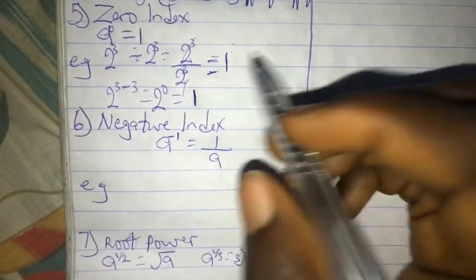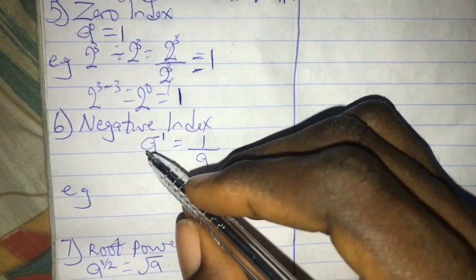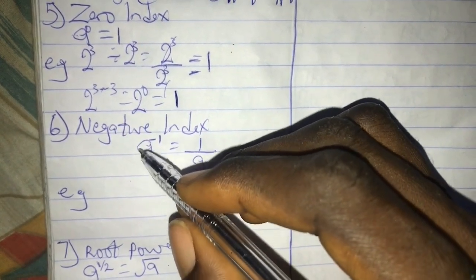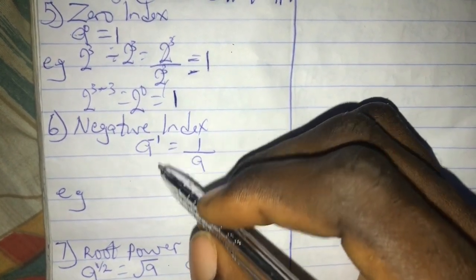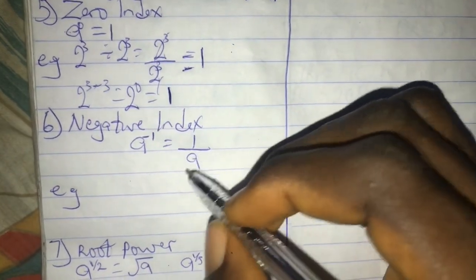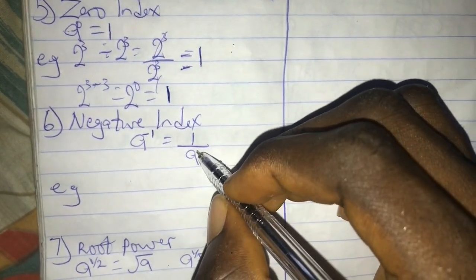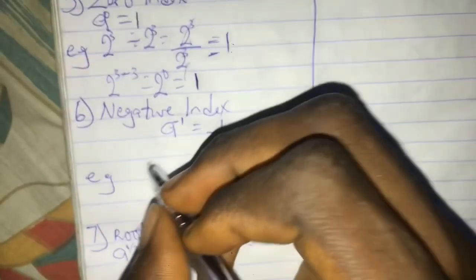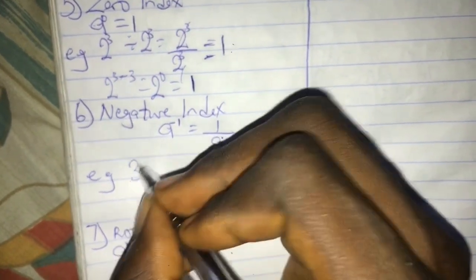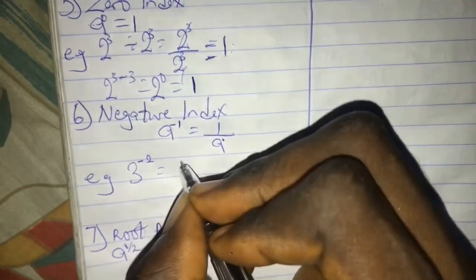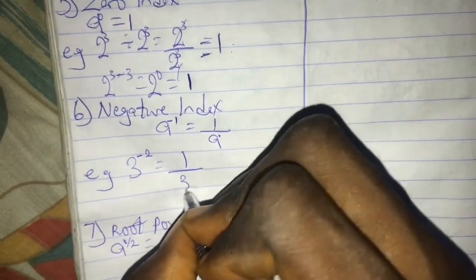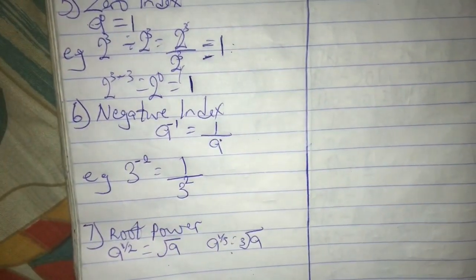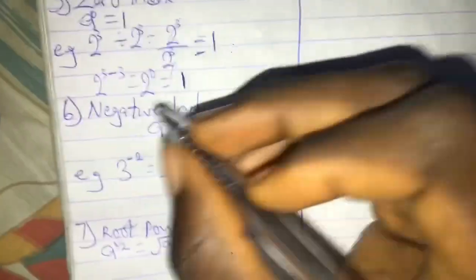So as for the negative index, whenever I say a base raised to the power of negative, it will always be 1 over the same number to the power, first to the power of 1. So let me give you an example. We are given 3 to the power of minus 2. This will be 1 over 3 to the power of 2. That's all. So that's all about negative index.